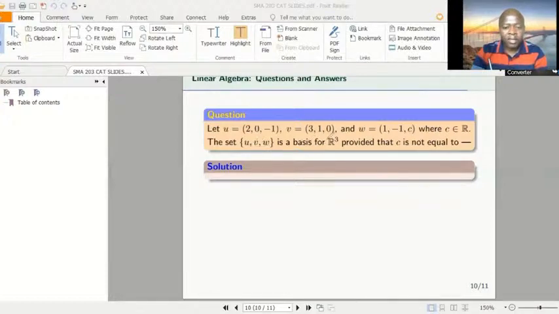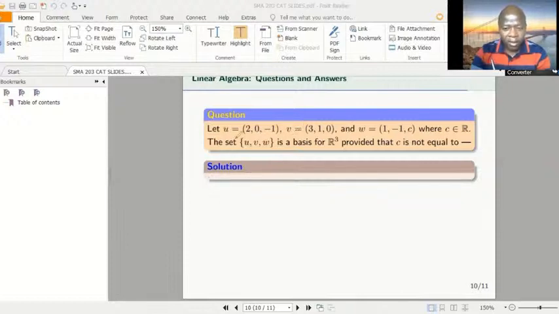Now, see the 3 vectors. If they happen to be linearly independent, then they will automatically span R3 and therefore form a basis. You see, they are already 3. So that means we only need to check if they are linearly independent. What should c not be equal to so that they are linearly independent?